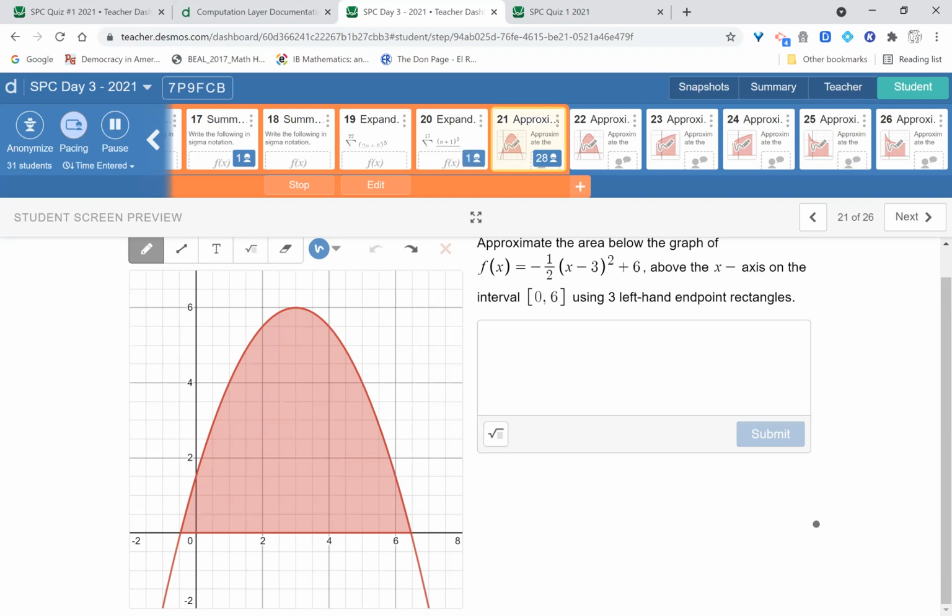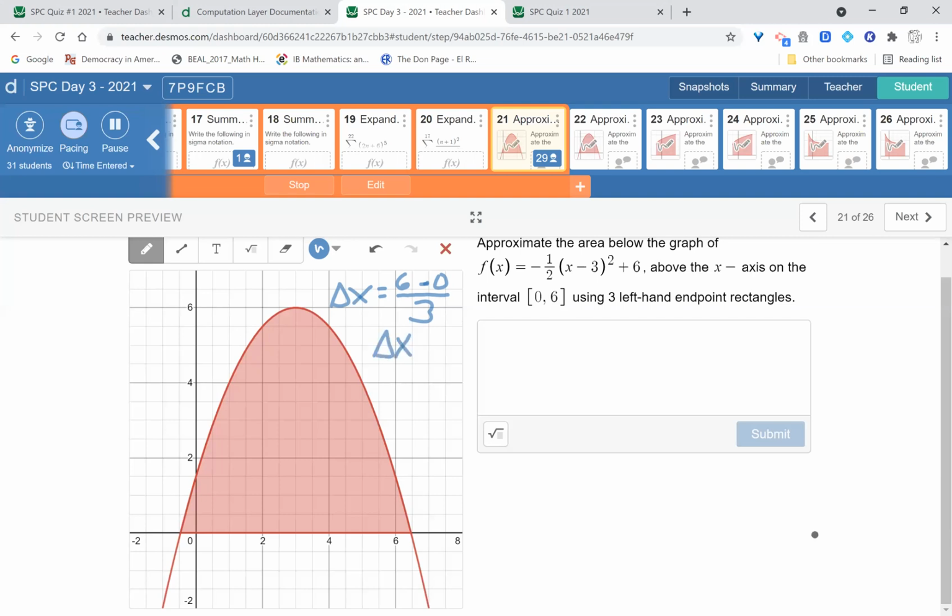What we're going to do first is calculate delta x. I'm writing it in here because I don't want to switch screens back and forth. You calculate delta x by taking the values of your interval. We're going from 0 to 6, so use the right endpoint 6 minus the left endpoint 0, and divide that by the number of rectangles we're going to use. So it's the right endpoint minus the left endpoint, 6 minus 0, divided by the number of rectangles.